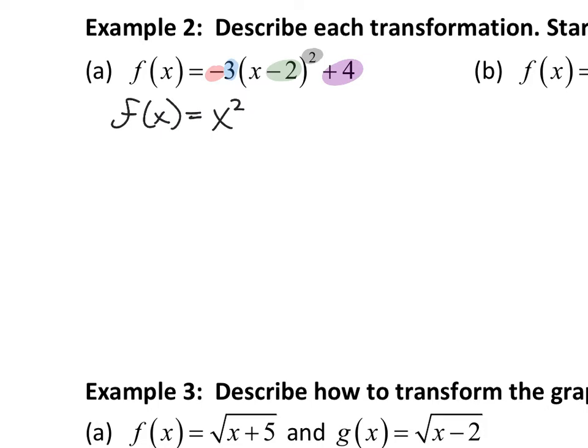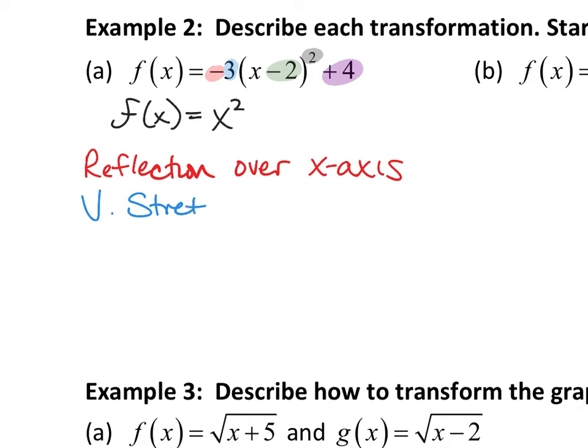By definition, if you're multiplying a negative in front of the function, that's called a reflection over the x-axis. By definition, because we are multiplying a scalar of 3 in front of that x squared function, that is a vertical stretch by a factor of 3. It's a stretch because that number is bigger than 1. If it had been a fraction, it would have been a shrink.